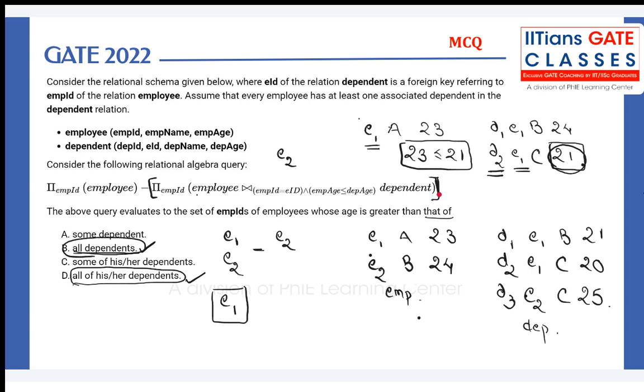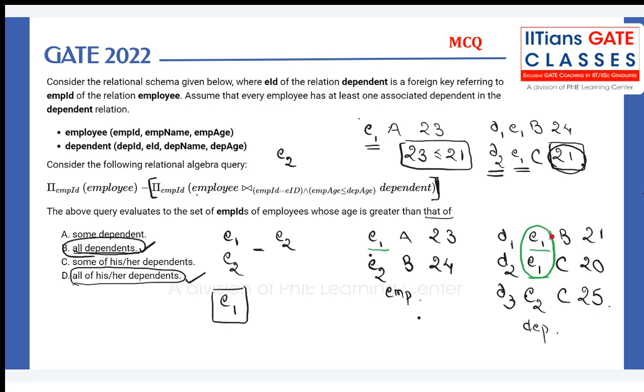See, I will use a different color, okay? So typically you will join E1 with E1. First of all, is this fine? Everyone agree to this? Okay. Now, is the second condition true for these two tuples? Is there any dependent who has age more than that of employee? No. So will it be returned? Will this employee ID be returned? No.